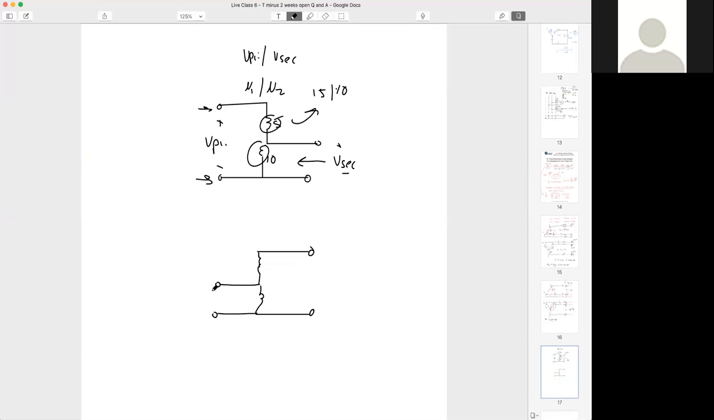Let's try it again. Let's look at this one. So here's our primary voltage, and we flipped it around, so now it's a step up. Here's our secondary voltage. Let's say this is 3 and this is 7. So we have N1 to N2. Looking from the primary, we have 3 turns. Looking from our secondary, we have what? 7 plus 3 turns. So that's going to be 3 to 10. You see that?